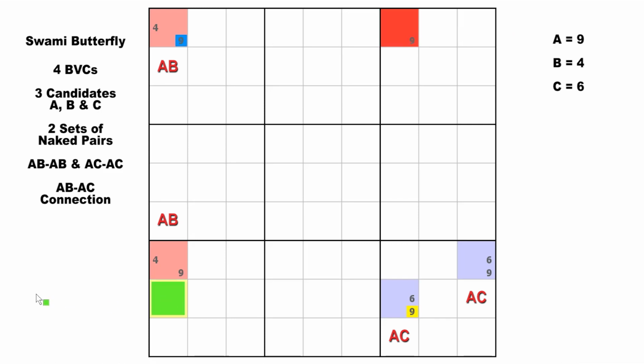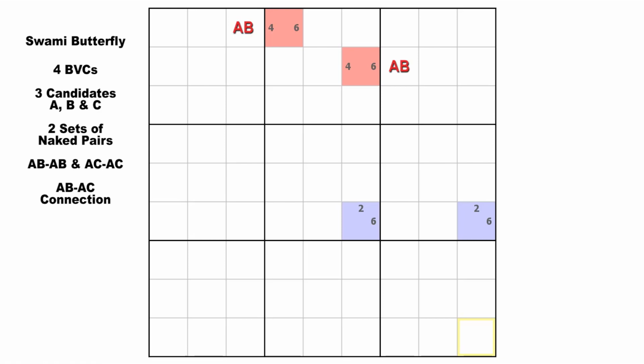Now this cell can also see both endpoints, but we already knew that there could not be a 9 there because of the naked pair in column 1. All right, next. Here is our AB-AB set, and here is our AC-AC set. And candidate A is the 6 because it appears in all 4 cells.